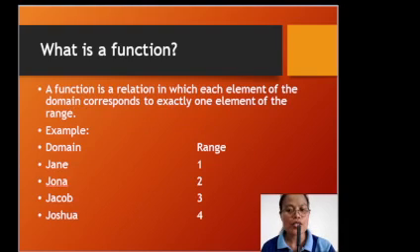Another question is, what is a function? It says here that a function is a relation in which each element of the domain corresponds to exactly one element of the range. Example, we have here the domain, Jane, Jonah, Jacob, and Joshua, and the range, 1, 2, 3, and 4. So Jane is paired to 1, Jonah is paired to 2, Jacob is paired to 3, and Joshua is paired to 4. So this is called a function.